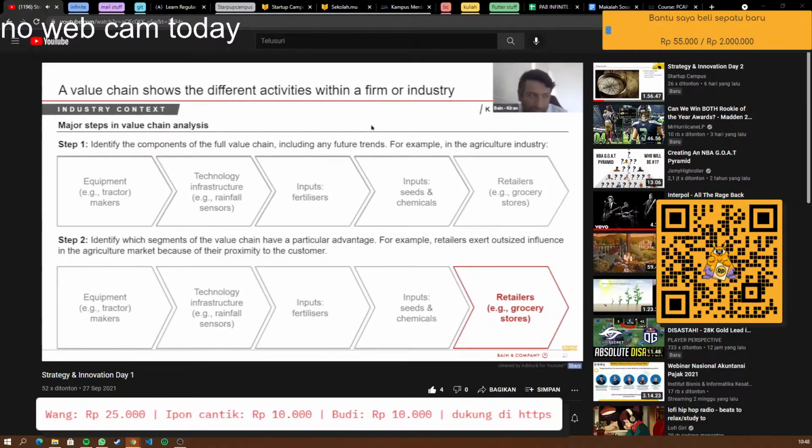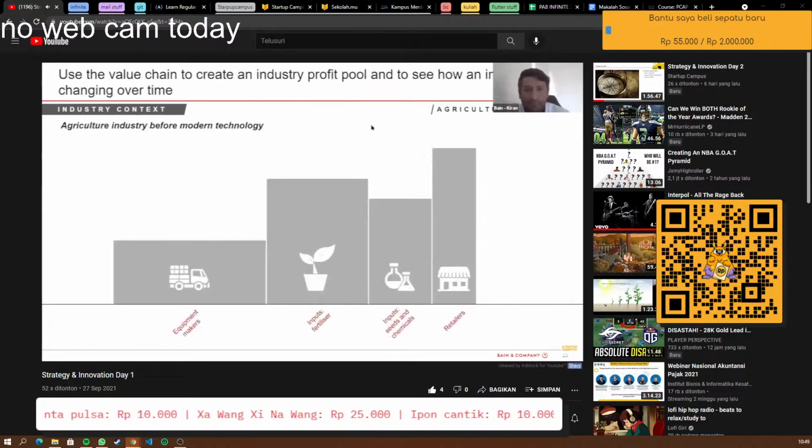Why is it that we're looking at value chain, and why is it that we're trying to identify what part of the value chain is critical? It's pretty clear. Whatever business you do, identify the various steps of the value chain and where the power actually sits. In this case, retailers exert a significant influence in the market because they control the customer. They're extremely close to the customer, right? So that's why it's important.